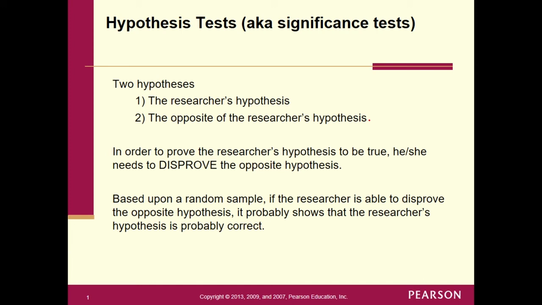I say probably because we only took a random sample. We'll expand on this idea later on when we talk about type 1 and type 2 errors, but that's after we talk about hypothesis testing in detail, all right?